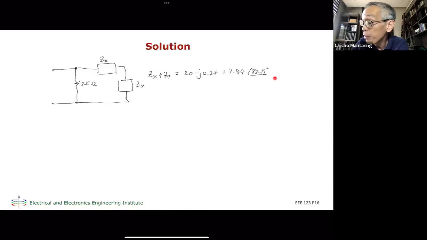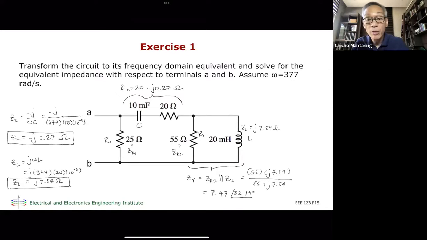Actually, if I were to do this manually, I would have to convert this to rectangular form. But the beauty of calculators is you can just enter this directly. If you were doing this manually, without a complex calculator, you have to convert this first to rectangular form and then add the real components together, then add the imaginary components together. But anyway, that's Z_X plus Z_Y. Let's call this Z_Z.